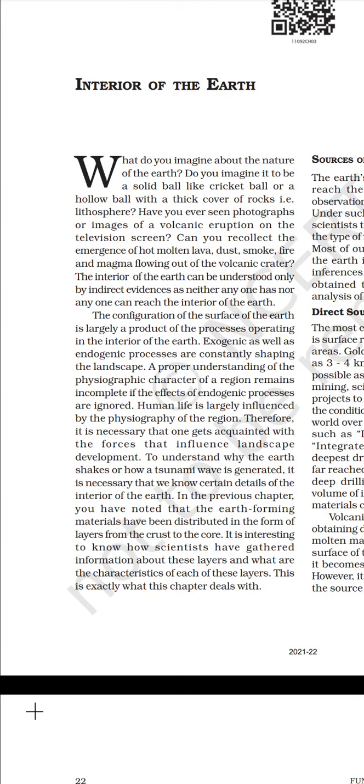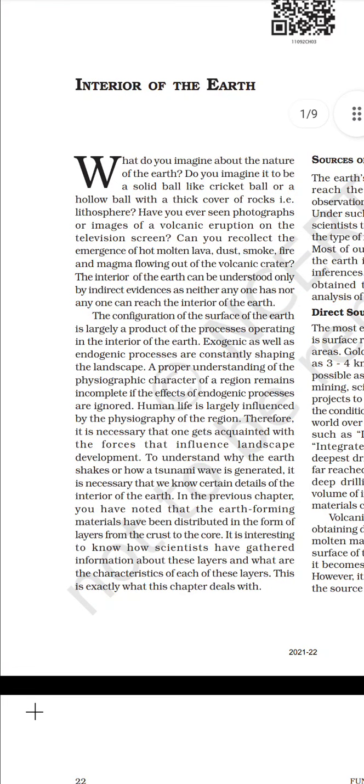Human life is largely influenced by the physiography of the region. Therefore, it is necessary that one gets acquainted with the forces that influence landscape development to understand why the earth shakes or how a tsunami wave is generated. It is necessary that we know certain details of the interior of the earth.